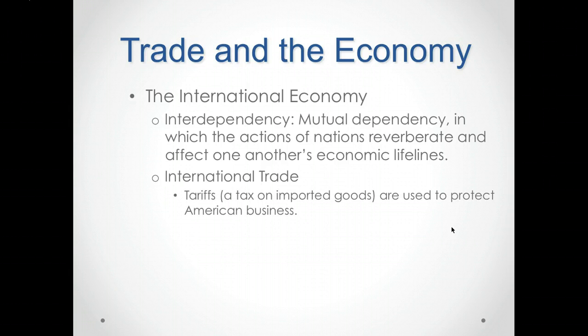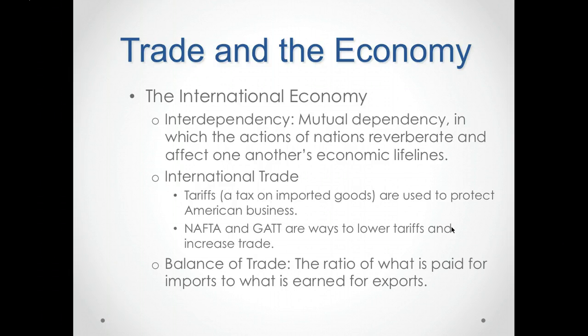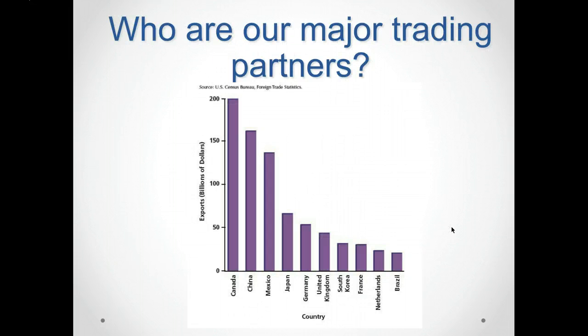International trade, tariffs is one of the primary ways that we control the import of products from around the world. We've talked about GATT and NAFTA already, so we're going to move beyond that. Right now, the balance of trade between the United States and its trading partners is not very good. And we can see here who we export products to. Our number one export partner is Canada, followed by China, then Mexico.